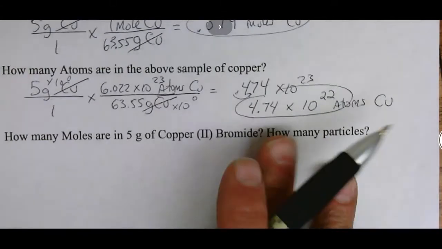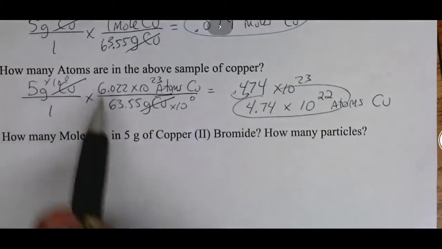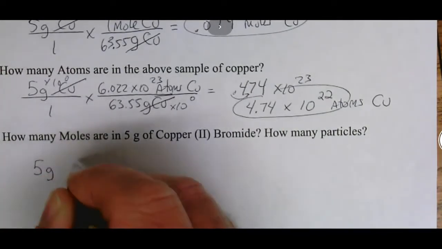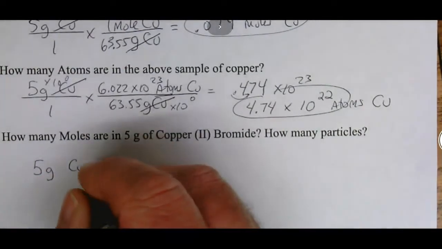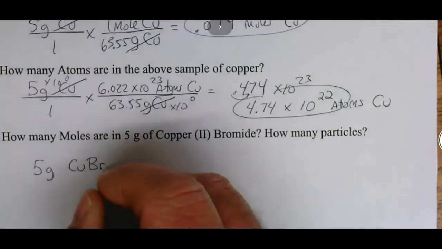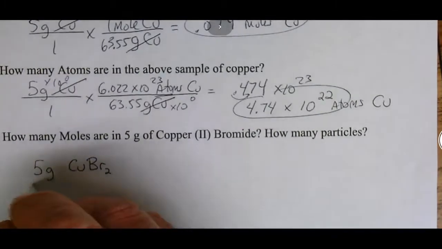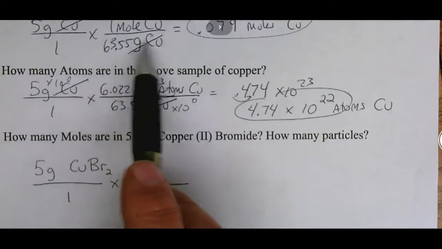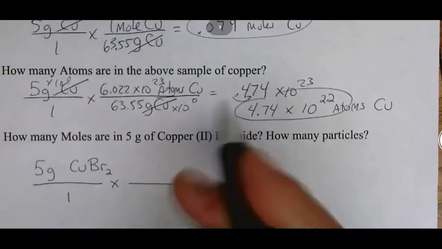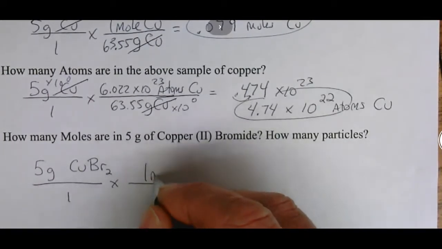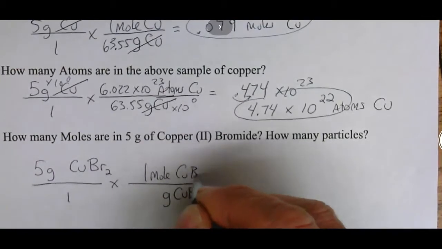What's going to be the mass of that? We do the same kind of thing we did here. And we're just going to go 5 grams of copper bromide. This is copper 2, so it's going to be CuBr2. We have 5 grams of that. And just like we did on the top, we want to know grams of this, we want to do moles. So we're going to do grams of CuBr2 in 1 mole of CuBr2.